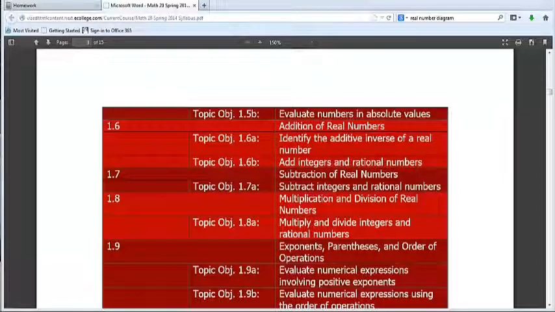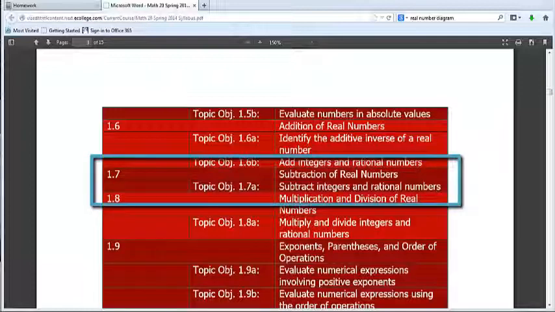Today we'll be in Chapter 1, Section 7, which is Subtraction of the Real Numbers. Today we have one course objective, or topic objective, which is to subtract integers and rational numbers. Okay, so subtraction of the real numbers.